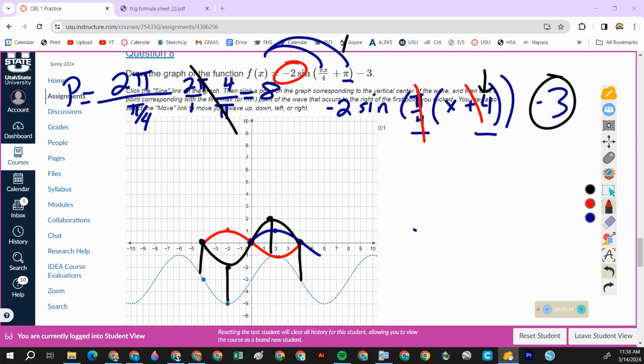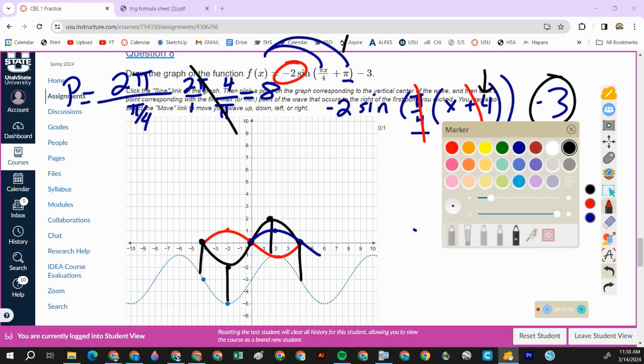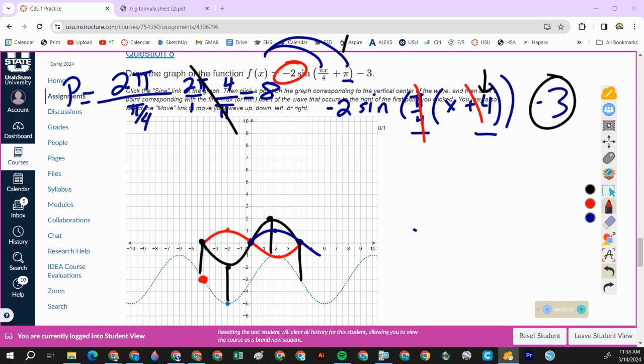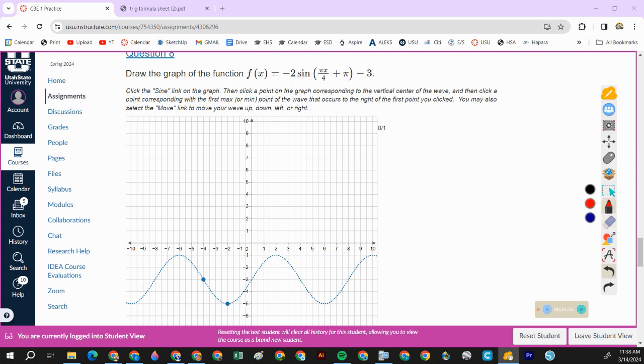Okay. So I need to pick a center line point. So here's my center line point. And then I select whatever the next peak or trough is. So what point is either the highest or the lowest right after that? So I would click on that point. Can you handle those? Okay.